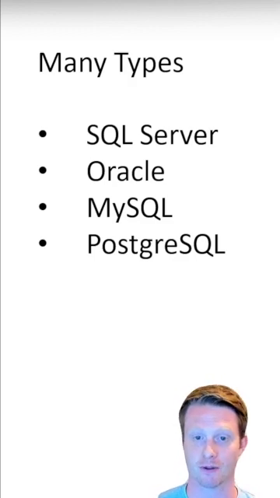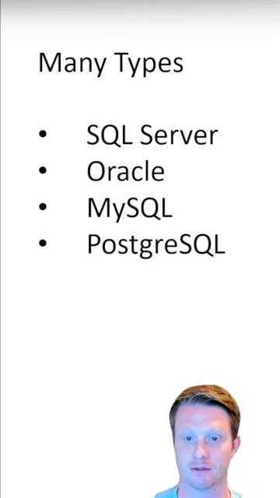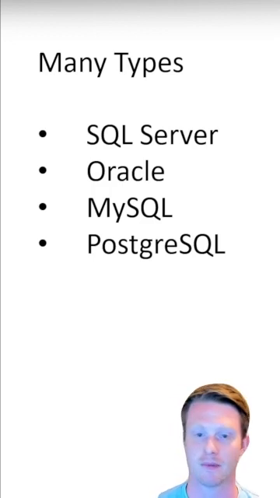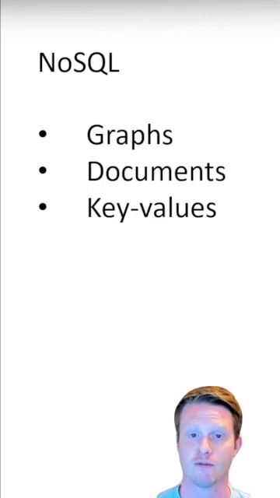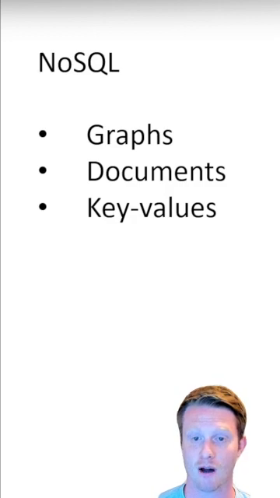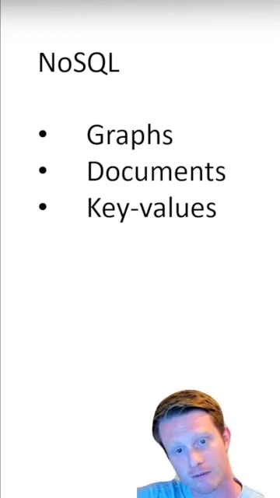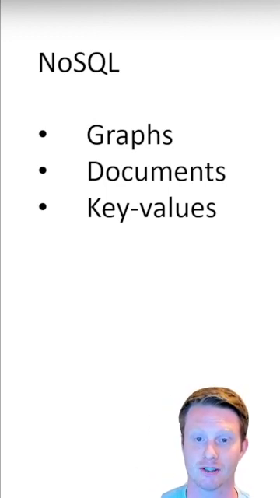Now, there's many types of SQL databases and options. SQL Server by Microsoft, there's Oracle, and some others, MySQL, PostgreSQL, things like this. We also have a lot of NoSQL. These are called graph, documents, key values, right? Different ways of storing data. SQL Server, though, is an option from Microsoft that stores data in tables in a relational way.